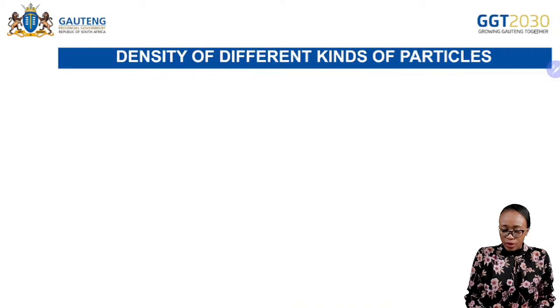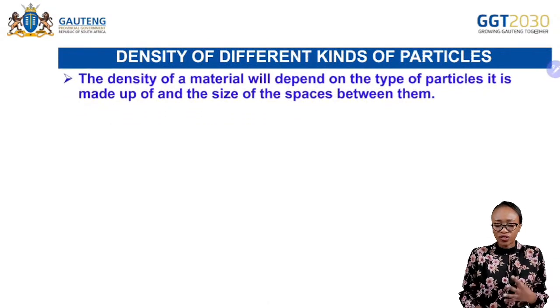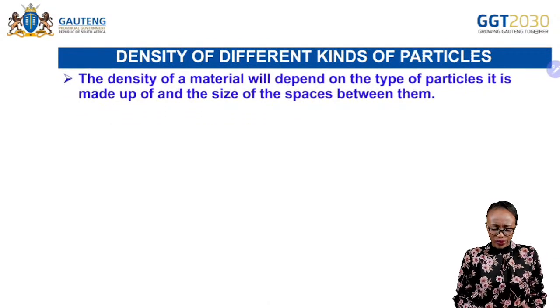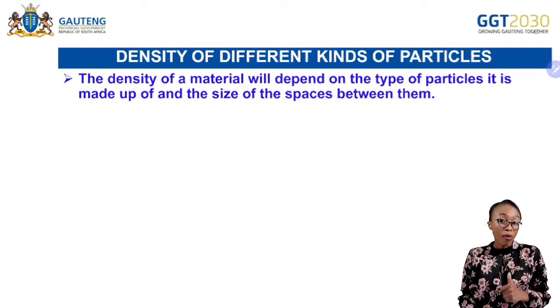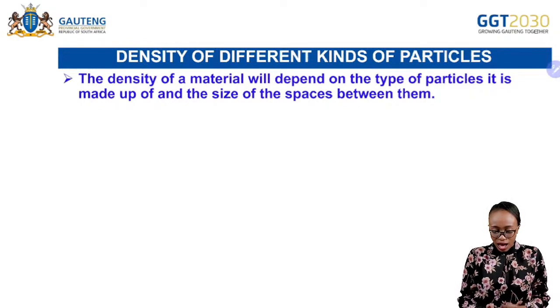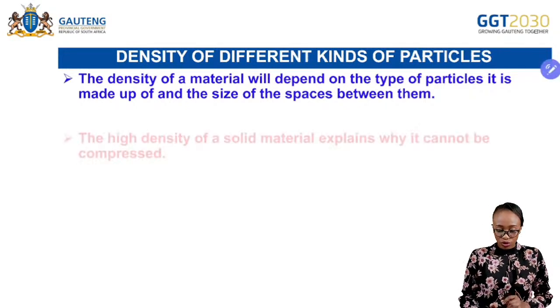Okay. So let's look at the density of different kinds of particles. The density of a material will depend on the type of particles it is made up of and the size of the spaces between them. So one, the type of particles it is made up of, and two, the size of the spaces between them.